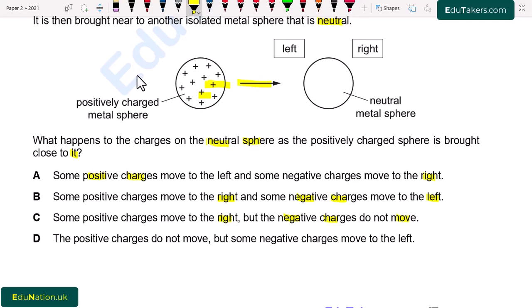When the positively charged sphere comes closer to the neutral one, then there will be attraction between them. So on the left hand side, there will be negative charge, but the positive charges do not move. So positive charges remain fixed at their positions. Here, option D is correct.